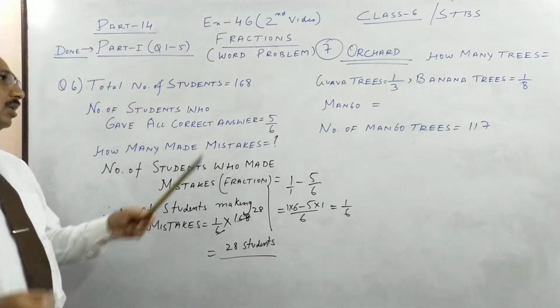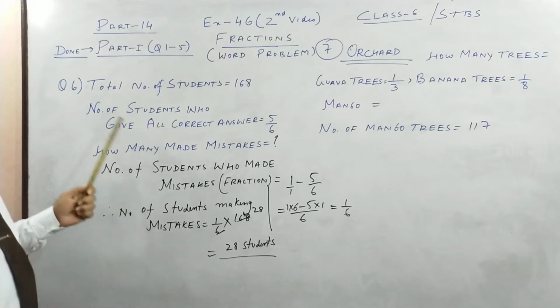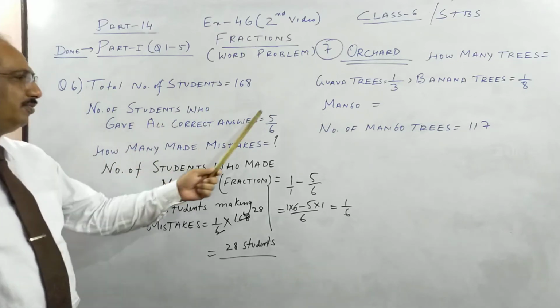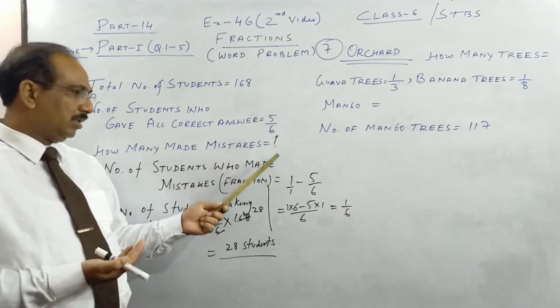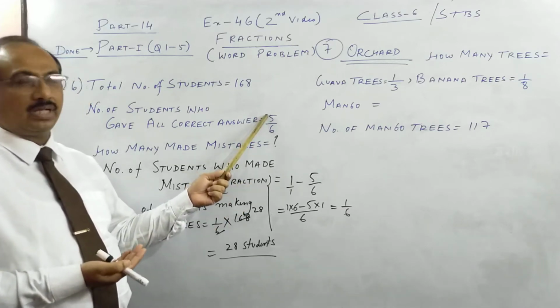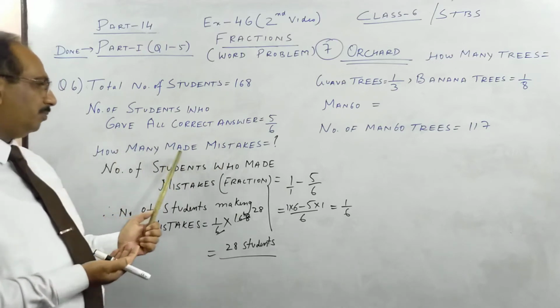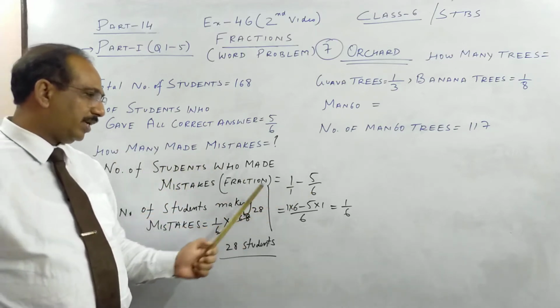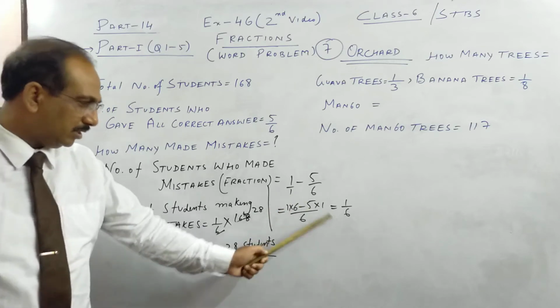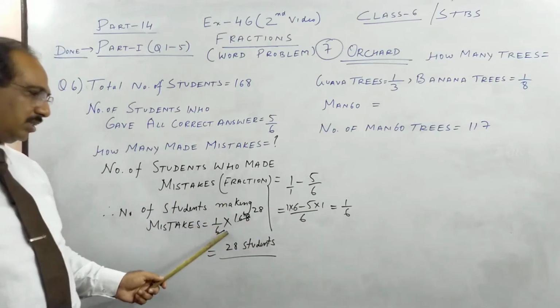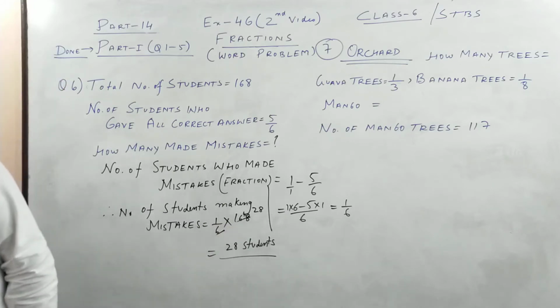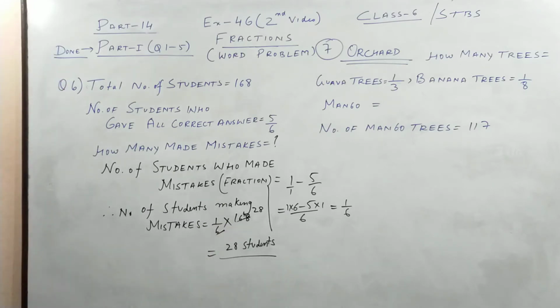Once more, there are 168 students, out of which 5/6 gave the correct answer, and out of 6, 1 gave wrong. How many made mistakes? So we know as a fraction it is 1 by 6. So write this first, then come back here. Number of students who made mistakes is 1/6 of 168. So the answer is 28 only. So pause the video and copy.